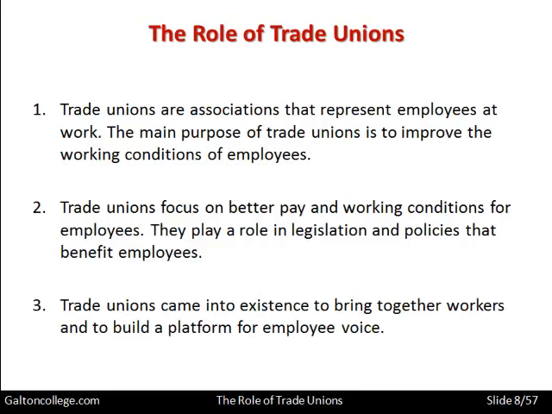They came into existence to bring together workers and to build a platform for employee voice. The whole idea behind trade unions was that the workers could come together and speak with one voice, and hence they were much stronger, and the employers would have to listen to them. If there was no trade unions, then one worker may have to go to the employer and try to negotiate better terms. Well, that one worker is in a weak position. So if all the workers join together and go and see the employers, they're in a much stronger position.